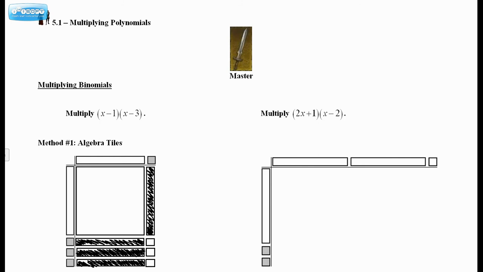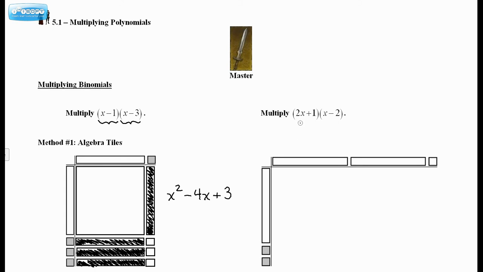Let's write out the product algebraically. I have positive x squared, and I have 4 of these bars, but they're all dark, so this is minus 4x plus 3. So when you multiply x minus 1 times x minus 3, you get x squared minus 4x plus 3 if you use algebra tiles.